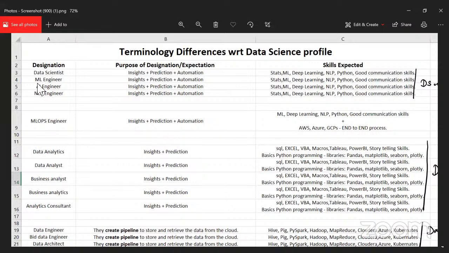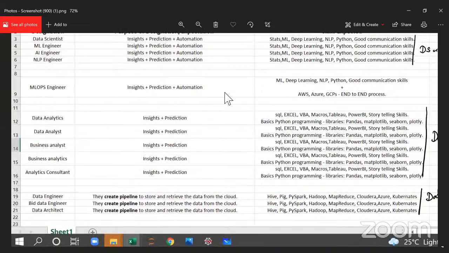Now, there is another job role called ML Ops engineer. Apart from machine learning, deep learning, NLP, Python, and good communication skills, the expectation is that this person should be good at some cloud platform services, like AWS, Amazon Web Services, Azure, and Google Cloud Platform. So if you're going for ML Ops engineer, machine learning Ops engineer, you should be good with cloud platform services as well. That's what I just mentioned. We call this cloud platform services. Just try to read about it. I will speak more about it in the training program.